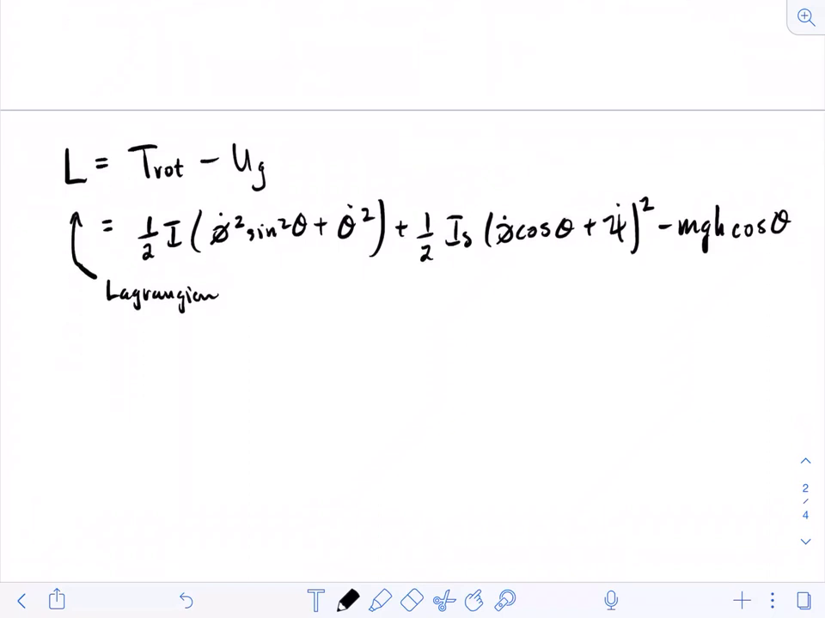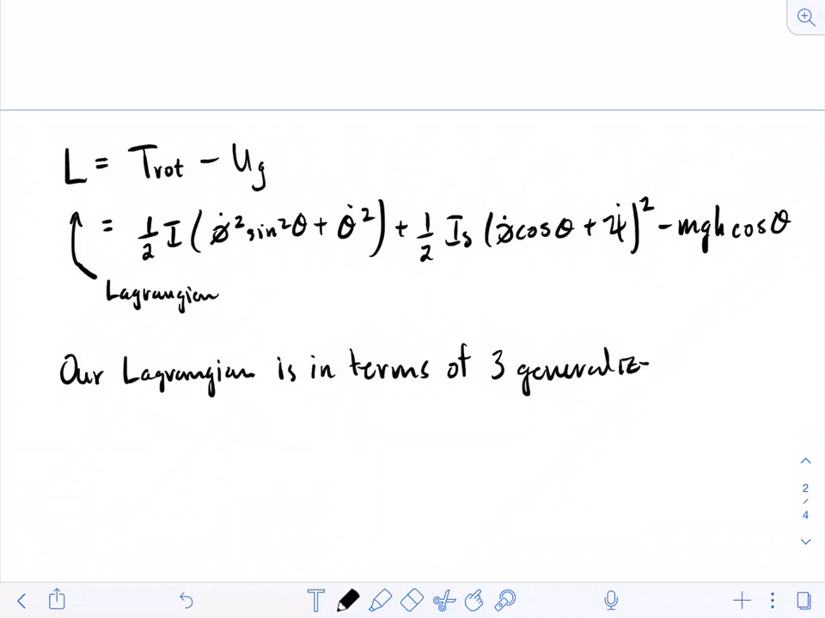One thing before we do that, let's say our Lagrangian is in terms of 3 generalized coordinates, and those generalized coordinates are the Euler angles.